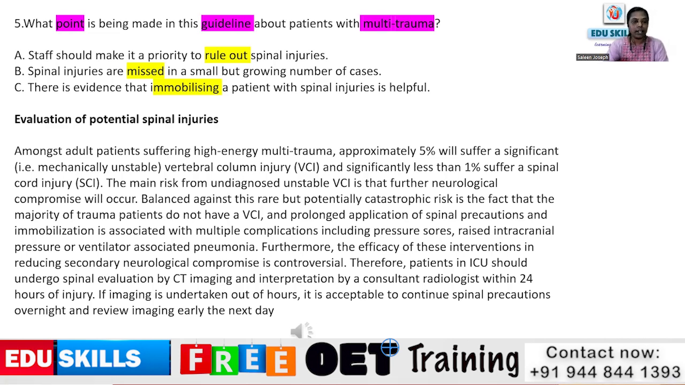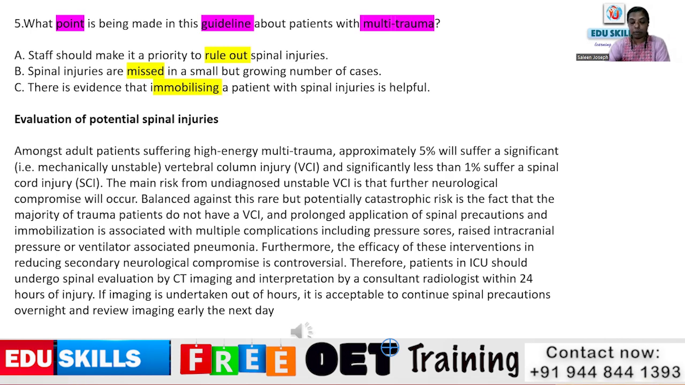Okay. So when you read the text, the heading is evaluation of potential spinal injuries. Amongst adult patients suffering high energy multi-trauma, approximately 5% will suffer a significant, that is mechanically unstable, vertebral column injury, VCI. And significantly less than 1% suffer a spinal cord injury, SCI. The main risk from undiagnosed unstable VCI is that further neurological compromise will occur.